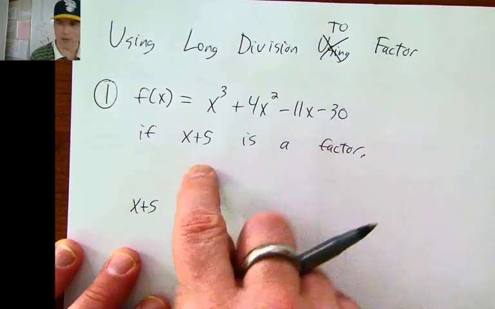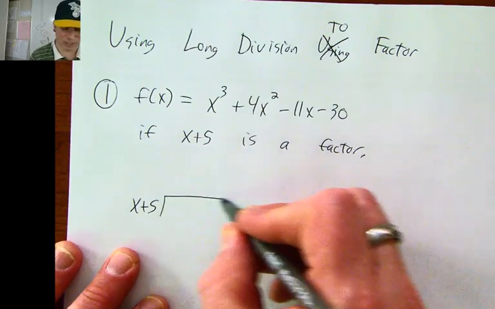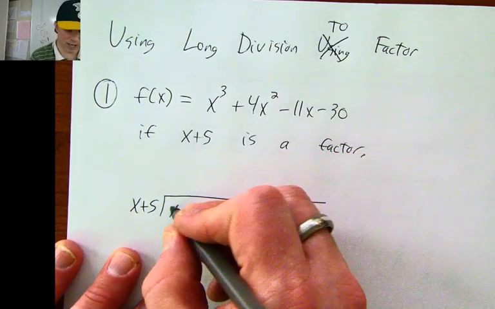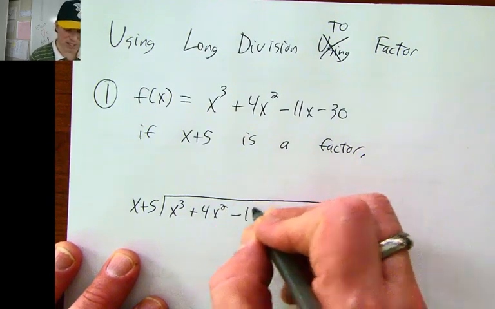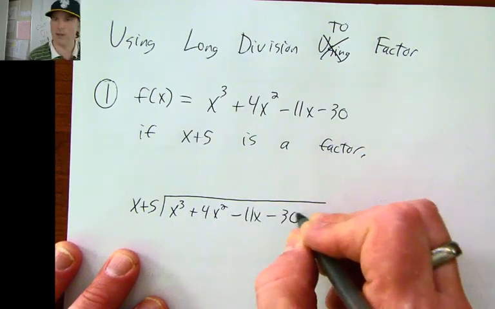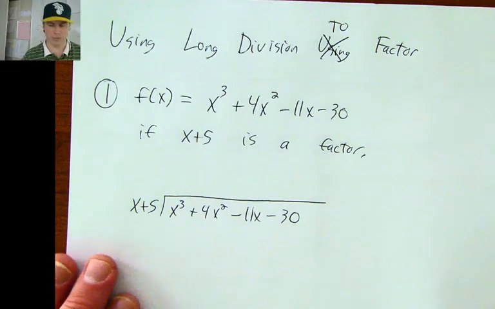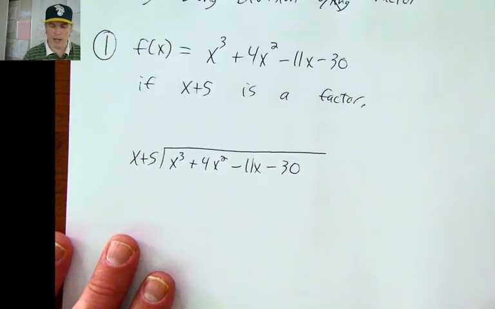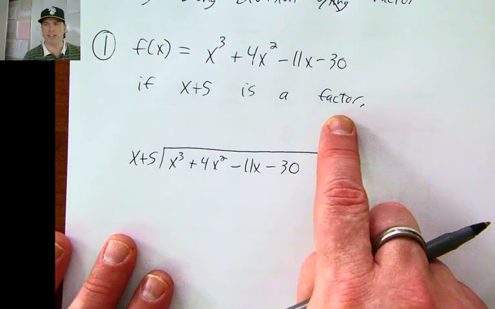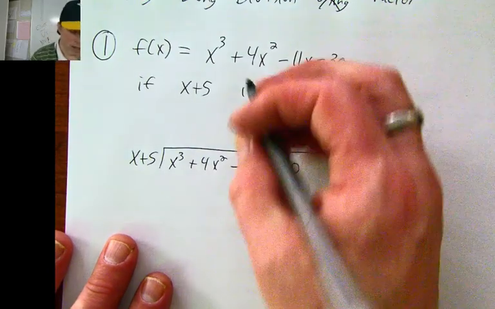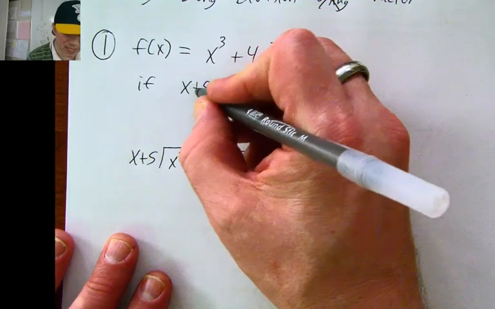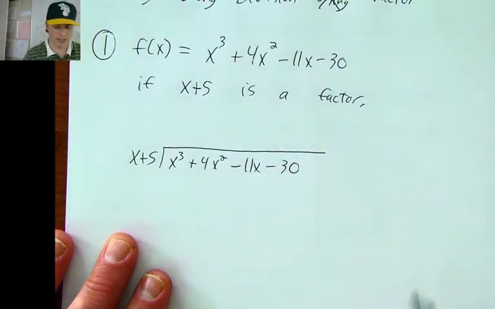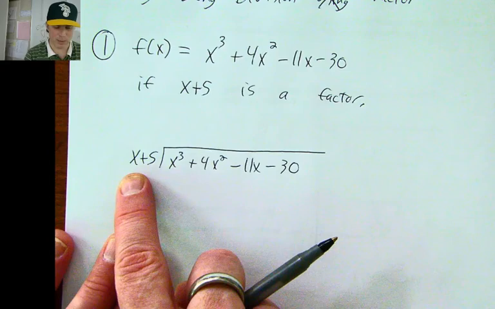We're going to divide out the x plus 5, so that's going to go on the outside of the house, and on the inside is going to go the x cubed thing, so x cubed plus 4x squared minus 11x minus 30. And then we just run through this the way that we would normally. Now, because they tell us that x plus 5 is a factor, if you get a remainder in this problem, you made a mistake. Something's wrong. Let's figure it out. Hopefully we will not get a remainder.